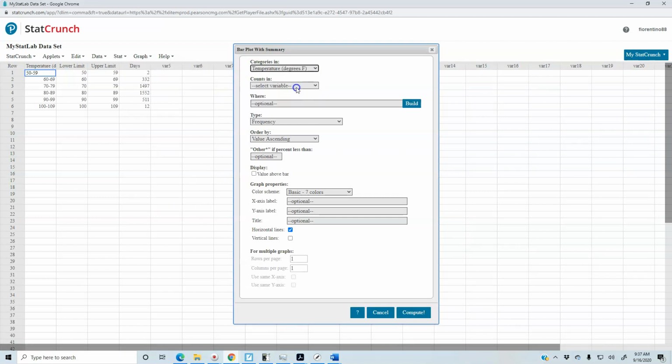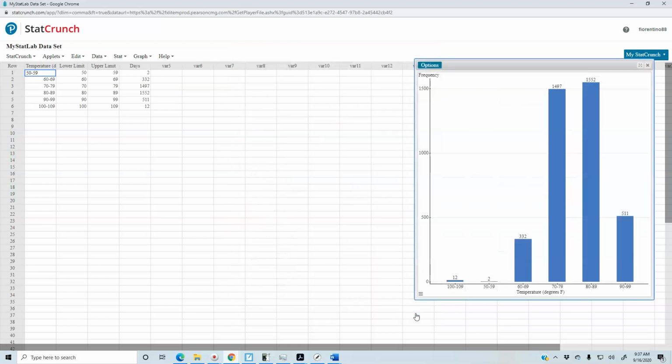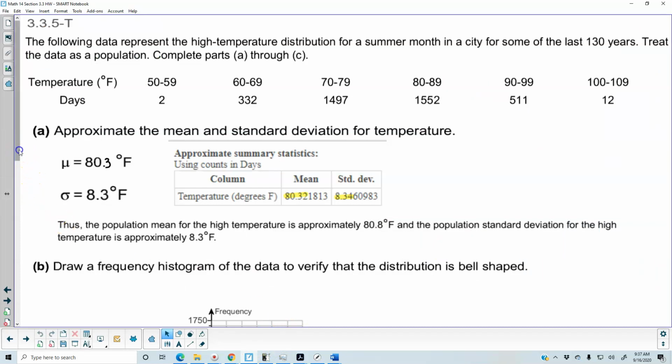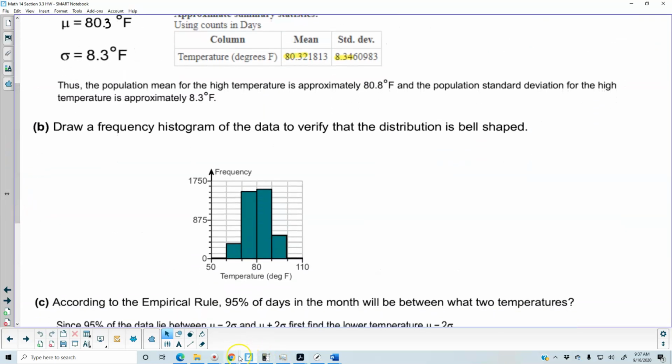We're going to put categories that are in the temperature, and the counts are the frequency, which is the days. Okay, and then we're creating a frequency. We can put the values above the bar. All right, so now we're going to go ahead and select compute. Now when we select compute, we're going to take a look at this histogram.